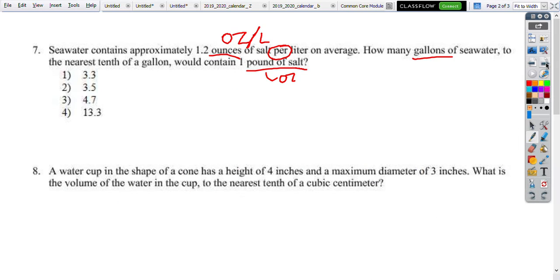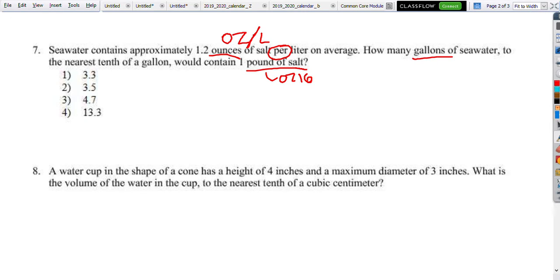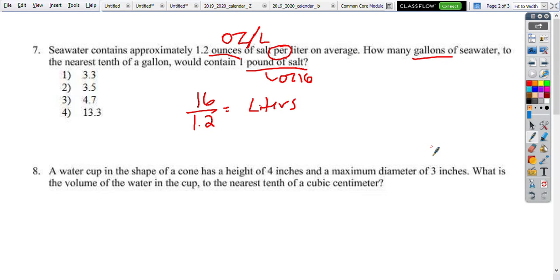Okay, so we go back. So 1 pound is worth 16 ounces. And I know that for every 1.2 ounces, I get 1 liter. So if I have 16 ounces, I'm going to divide that by 1.2, and that's going to convert this into liters for me. For every 1.2, I get 1 liter. So 16 divided by 1.2 is 13.3 repeating liters.